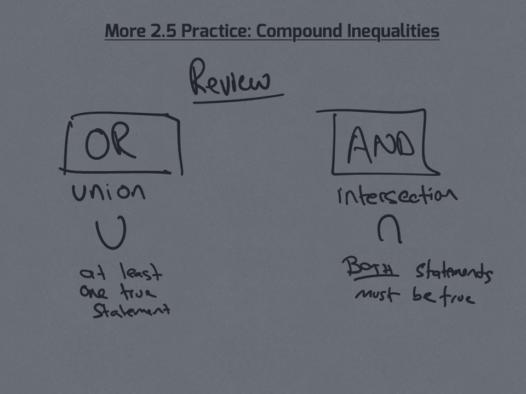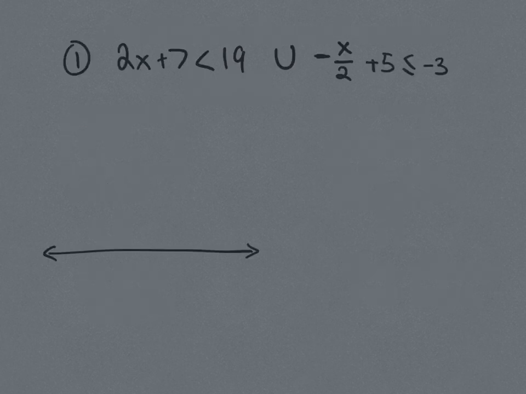So let's do a couple examples here. All right, in this one, I see 2x plus 7 is less than 19, or, because that union means or, negative x over 2 plus 5 is less than or equal to negative 3. So I'm going to solve both of these separately to get my two statements here. So we'll subtract 7 from both sides. I get 2x is less than 12. Divide by 2 gives me x is less than 6.